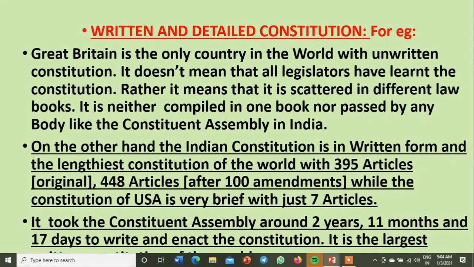It doesn't mean that all legislatures have learnt the constitution. Rather, it means that it is scattered in different law books. It is neither compiled in one book nor passed by any body like the Constituent Assembly in India. Yes, the Constitution of Great Britain is taken from different law books. It means that the government knows which law book is to be referred to for the Constitution.